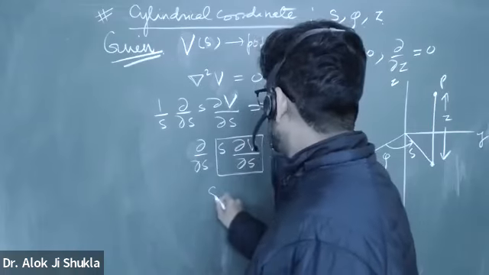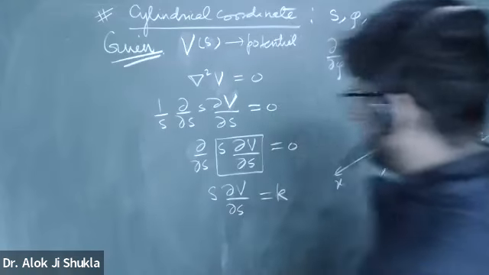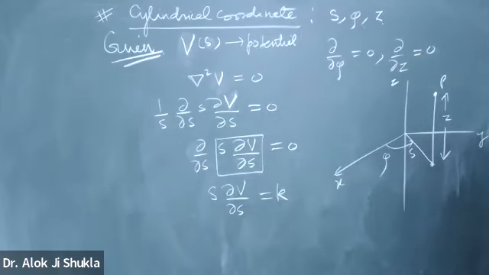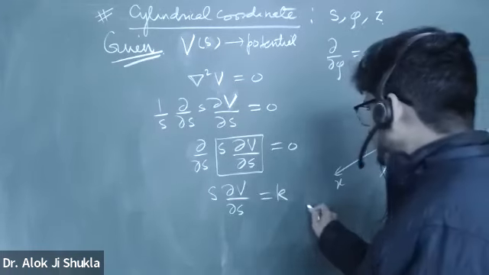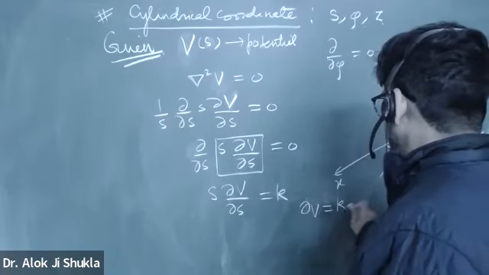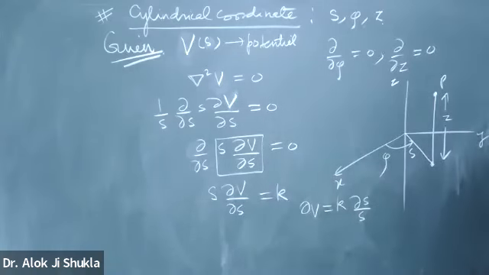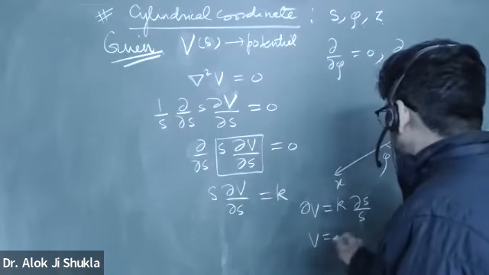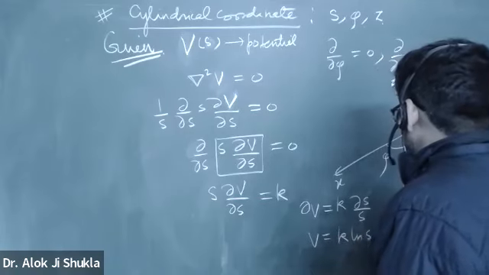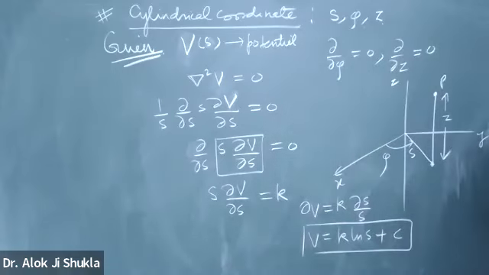That means this thing is constant. So del V by del s is equal to some constant K over s. So that means del V is equal to K times del s by s. So potential V is equal to K times ln of s plus C. So this is the profile of the potential for this. Samajh aa gaya?